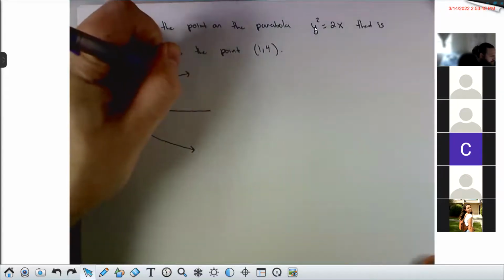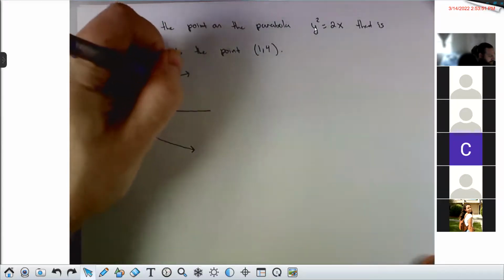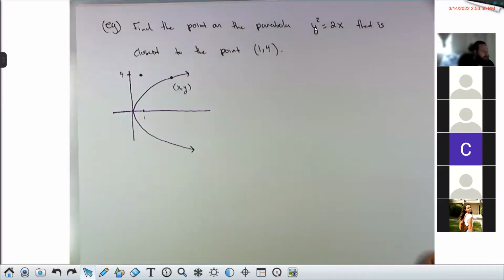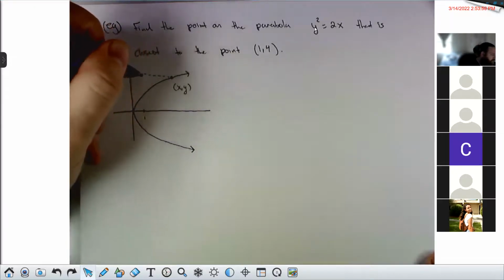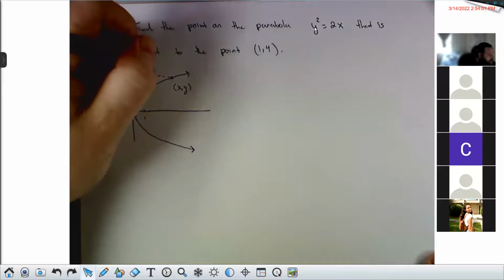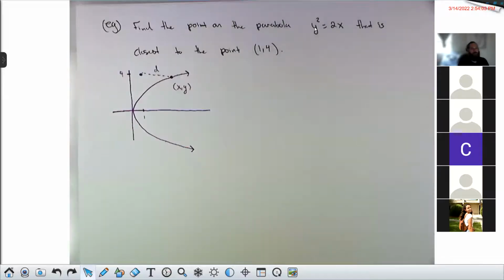I want to take an arbitrary point on this parabola. I'll start by just calling it x, y, but I will change that in a minute, and find a formula for the distance from that point to the point 1, 4. So I'll label that distance as d.